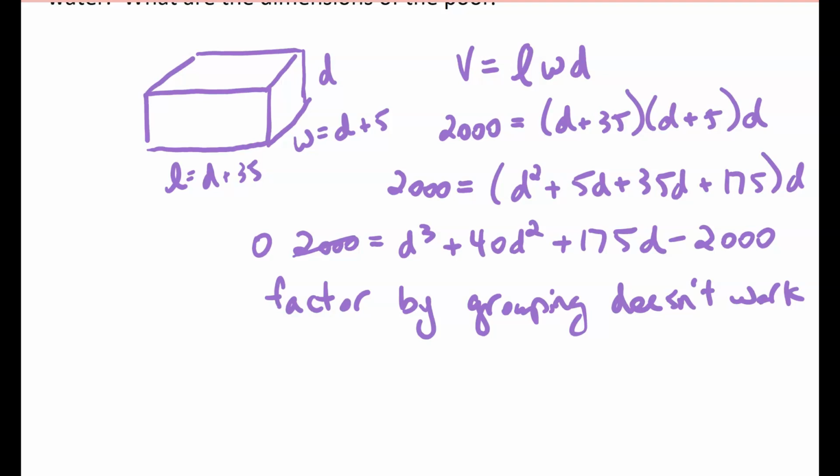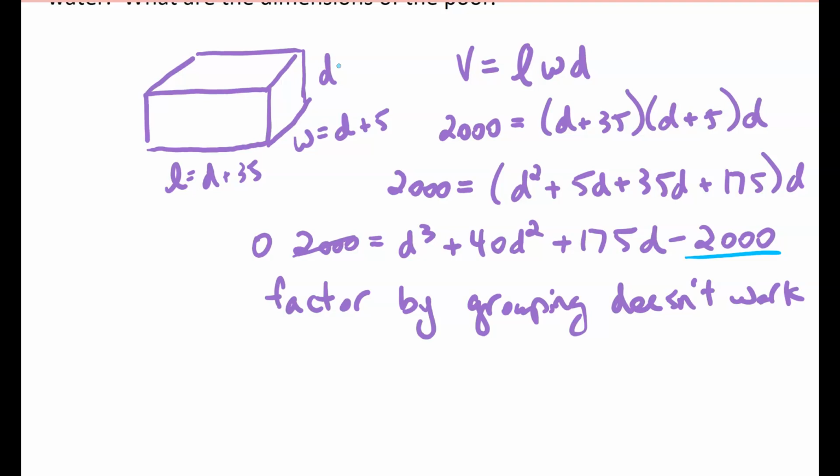So what we do is we look at this 2,000 over here, and we think of the factors of 2,000. We have to think of the context of our problem so that we're not doing all kinds of big extra work. A factor of 2,000 is 2,000, but can the depth be 2,000? No. So it's more likely going to be a small number. You think about a swimming pool. 1,000 is also a factor, but are you going to have a swimming pool that's 1,000 feet deep? No. So we're going to start at the low end.